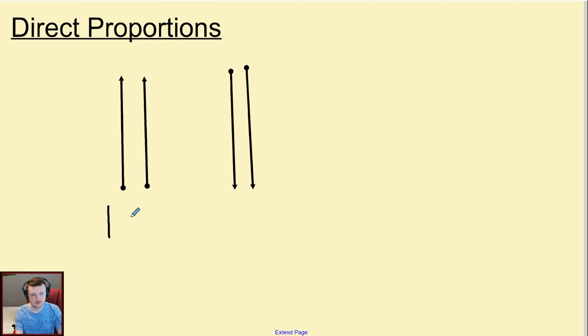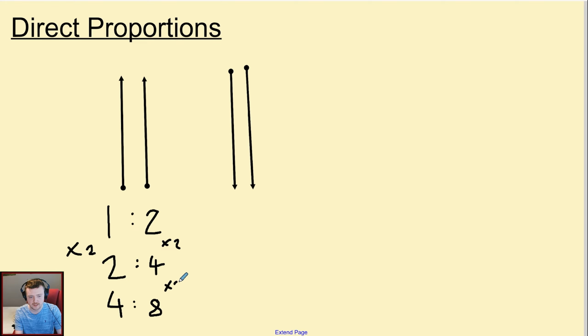So if we've got the example of 1 to 2 as a ratio, if I was going to expand this, make it directly proportional, I might say 2 to 4. Both have doubled, and so they've kept in proportion by both doubling. I could times this by 2 again, 4 to 8. And I've doubled it again. It's still in proportion, okay? It's changed, but both numbers have changed by the same amount.